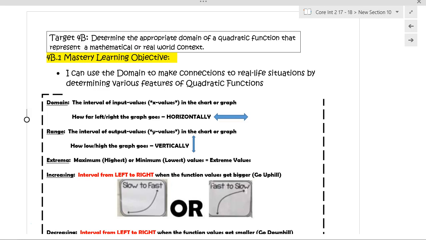Same thing with range, which is how low or high the graph goes. A ball is not going to go down forever. It's going to hit the ground and stop. So in real-world context, our domain and our range are a little different. Extrema is just another fancy word for max and min, which we've looked at.